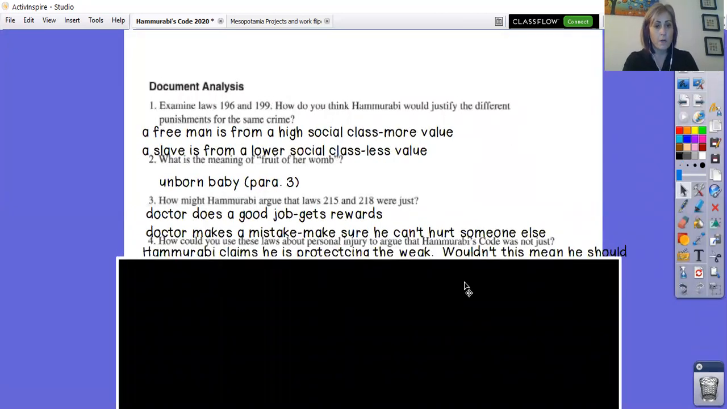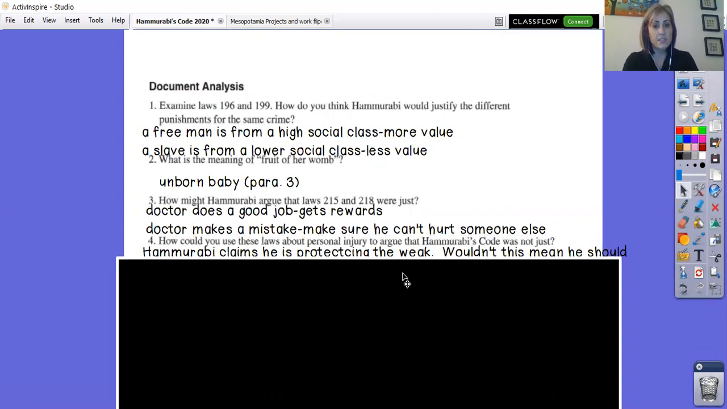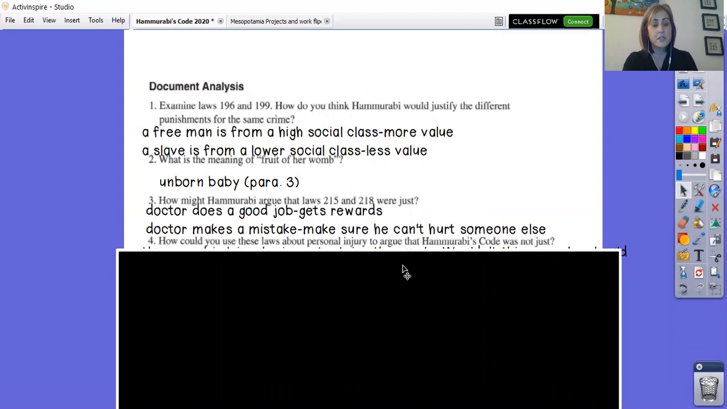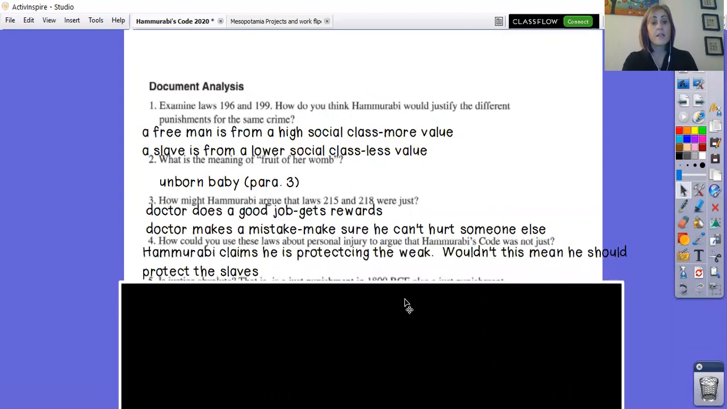Document 4. How could you use these laws about personal injury to argue that Hammurabi's code was not just? Here's my thought. Hammurabi claims he is protecting the weak. Remember at the beginning, he says, I protect the widows, I protect the orphans, I protect those who are being oppressed. Wouldn't slaves be ones who are being oppressed? Wouldn't slaves be ones that people need to protect? And they get the least protection because they're considered less valuable. So that seems not just to me.